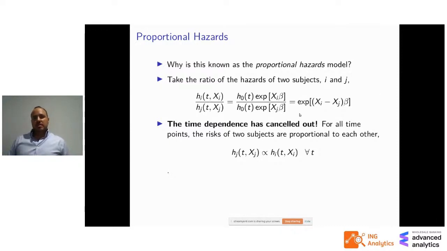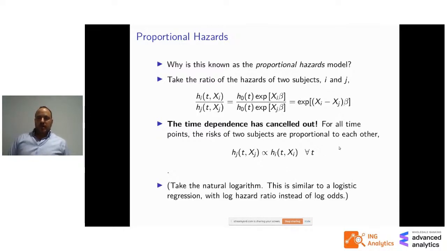But the point here is that the time dependence canceled out, so that the hazard between two people is actually the same. The ratio between them is the same over all time. They're proportional. And actually, speaking of logistic regression, like the previous talk, if this looks too alien to you, if you take a logarithm here on the left, then you get log of hi over hj equals x beta, essentially. And that looks a lot like a logistic regression, right? Where it would be log of p over 1 minus p, the odds. So you can think of it as kind of similar in that regard.